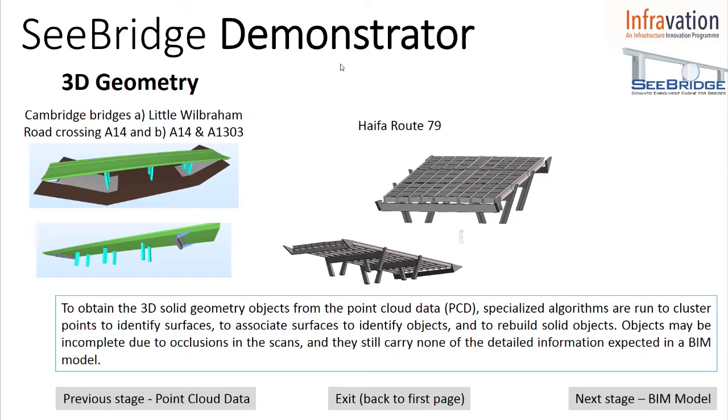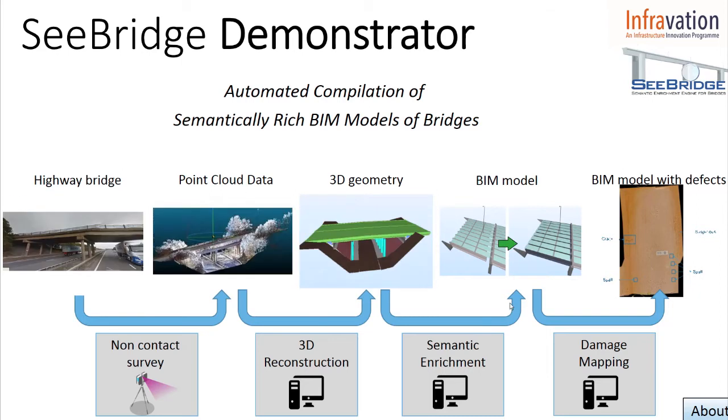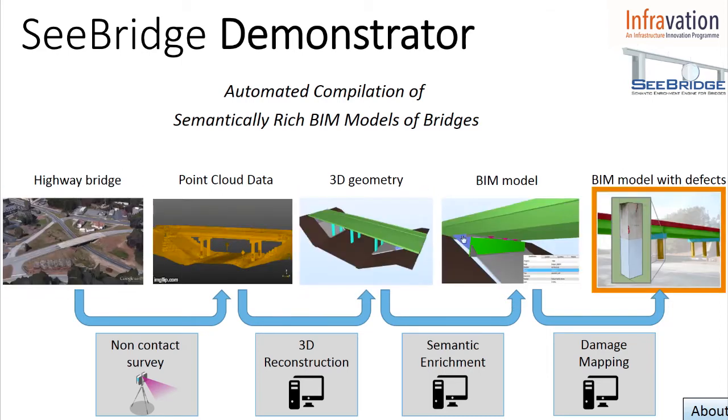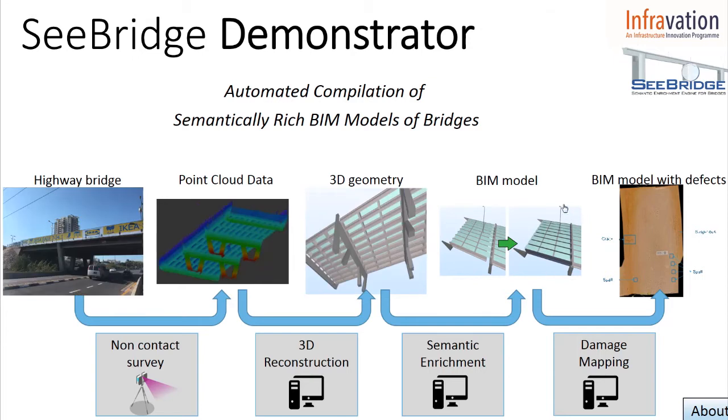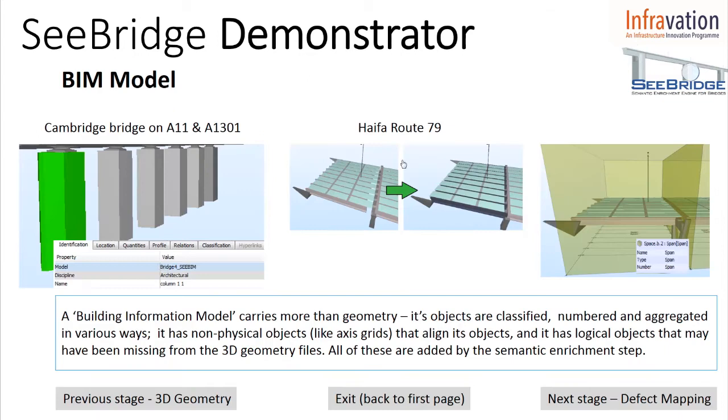Now, after we generated the 3D geometry, we are using an enrichment tool to discover information about the objects and create an actual BIM model. So in this semantic enrichment step, we take physical objects and turn them into logical objects by classifying them, numbering, and aggregating them in various ways. We also try to fix the occlusions that happened as a result of the missing points in the scanning.